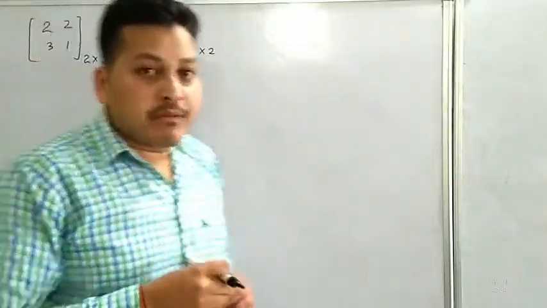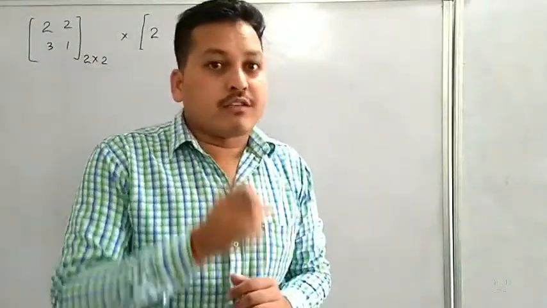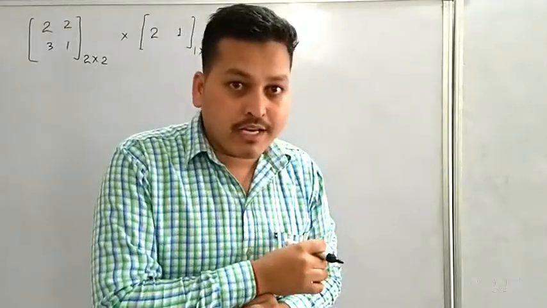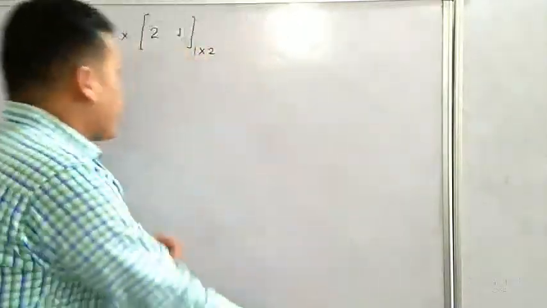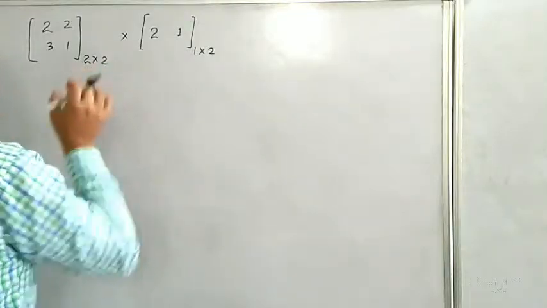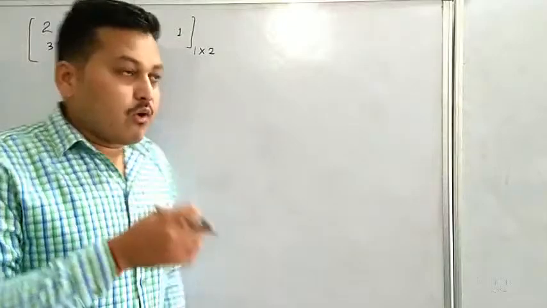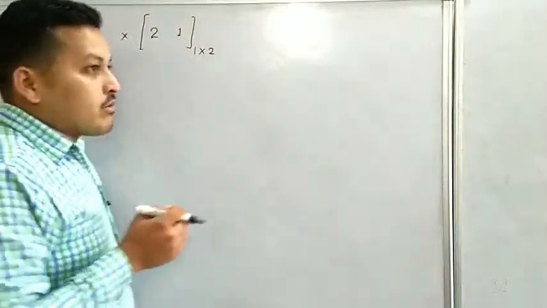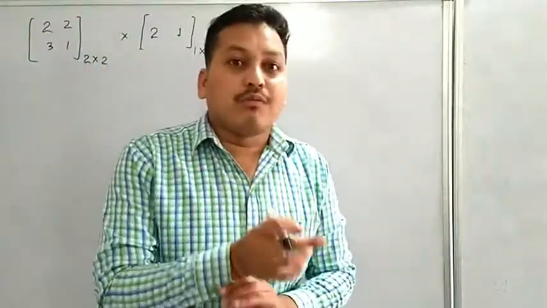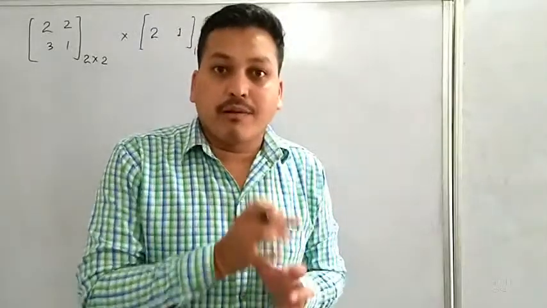How can we check, without multiplying the two matrices, whether their product is possible or not? How can we check it? Is it possible or not? And when we find the product of the two matrices, what will be the order of the answer matrix?